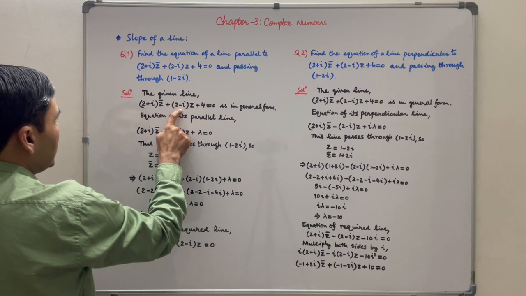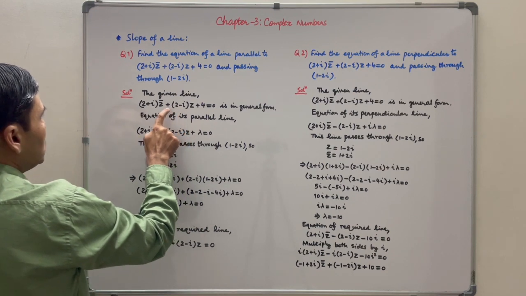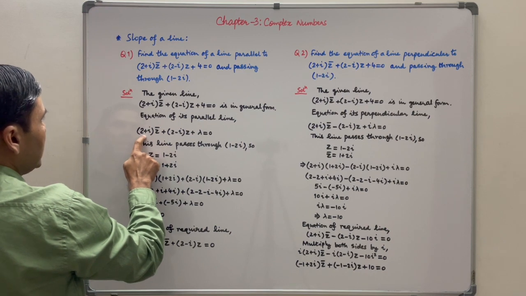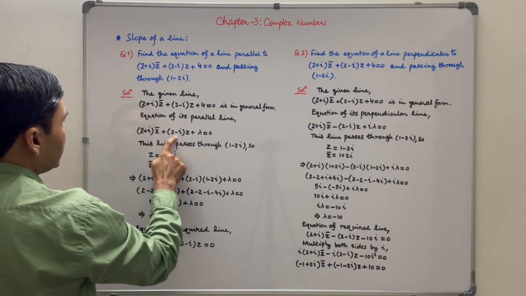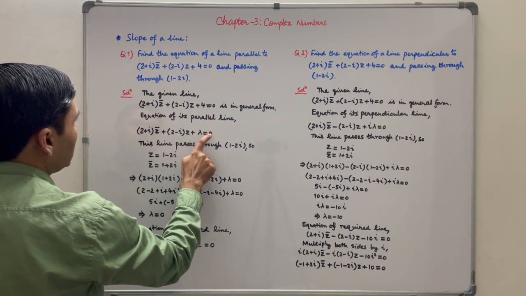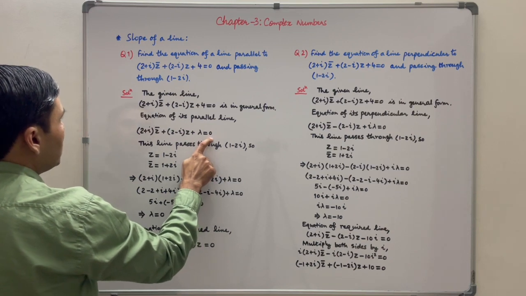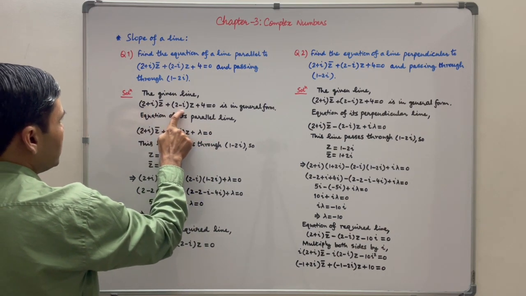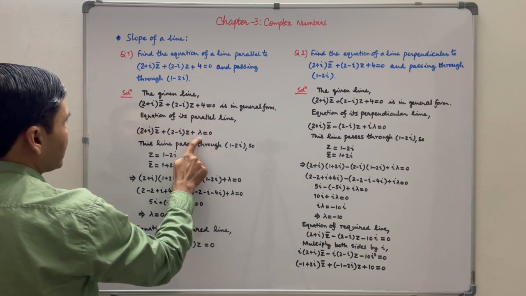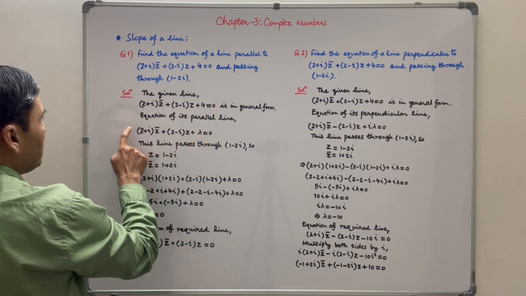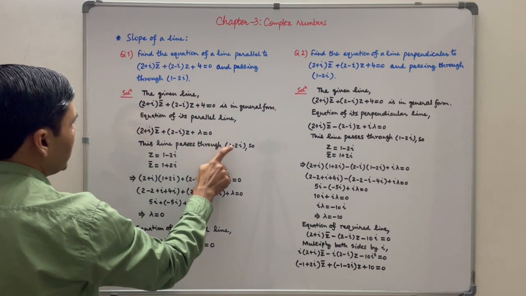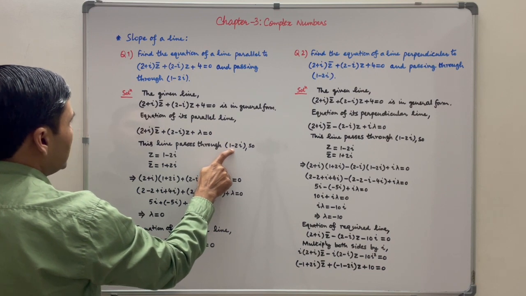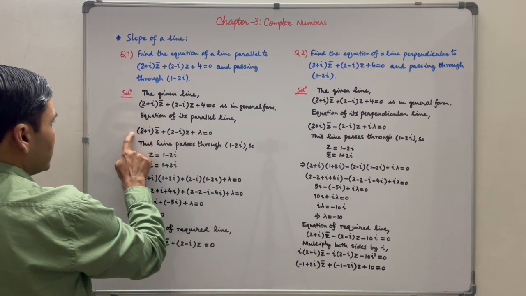Next, we will write its parallel line. So it is given by (2 plus i) z bar plus (2 minus i) z plus lambda is equal to 0. There will not be any change in the first two terms, and the third term will be plus lambda. Now we will pass this line through the given point 1 minus 2i. So it should satisfy this equation.